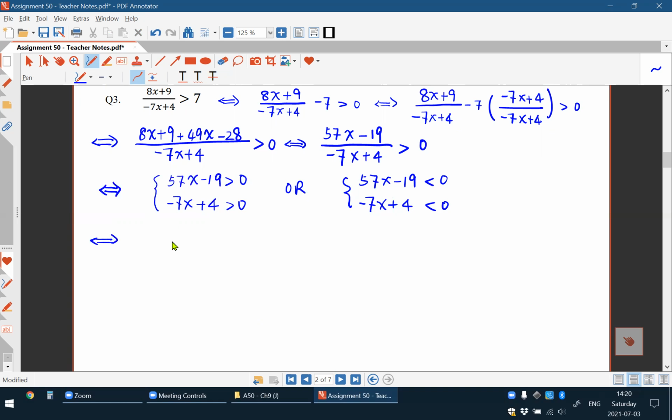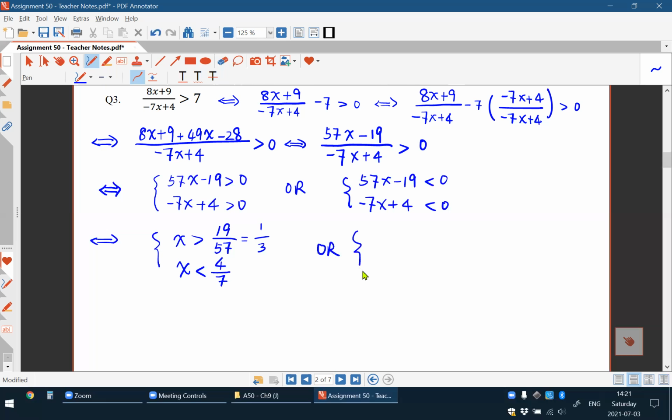Okay, so next we solve these two sub-questions. First question gives us x is larger than 19 over 57. 19 over 57 can be simplified with a 19, right? If you divide both the numerator and denominator by 19, this is actually 1 over 3, right? And second expression gives us x should be smaller than 4 over 7.